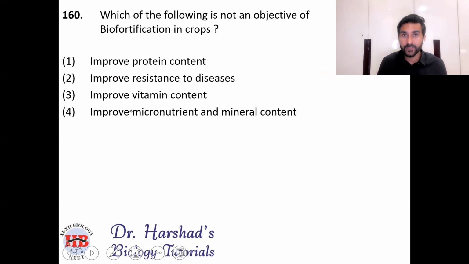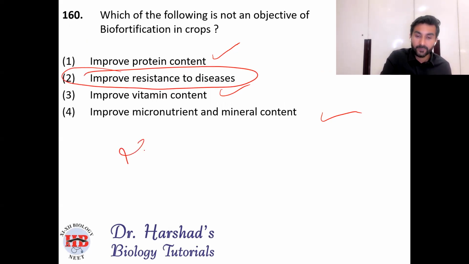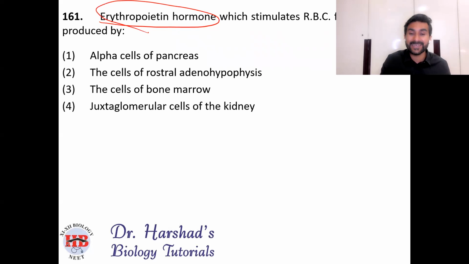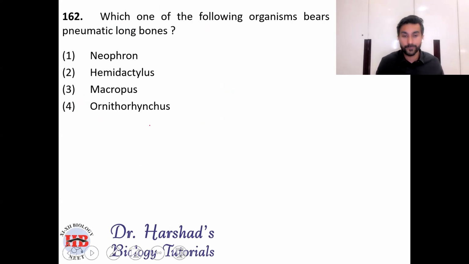Which is not a following objective of biofortification? If you remember biofortification, the aim is to improve the nutrient value of crops. If it is to improve the nutrient value of crops, options 1, 3, and 4 match. Option number 2 doesn't, so our answer would be option number 2. Erythropoietin is a hormone which is produced by the kidney. There is only one option which talks about the kidney here, that is the juxtaglomerular cells of the kidney, and that's why the answer would be option number 4.